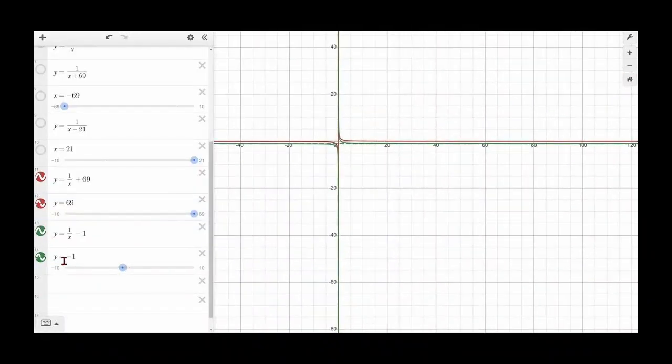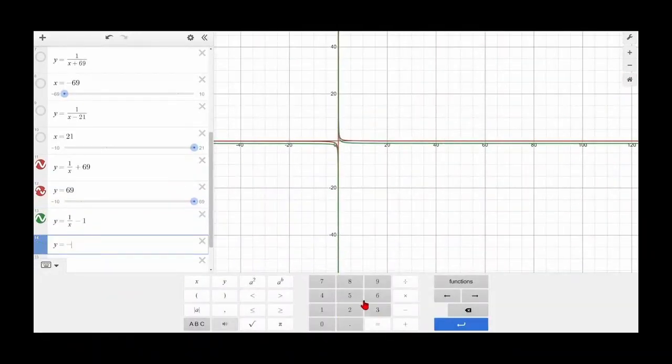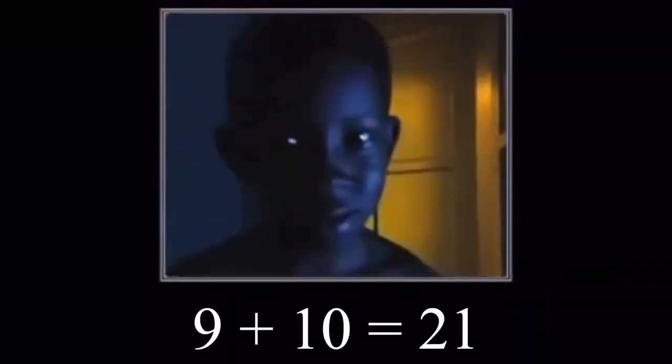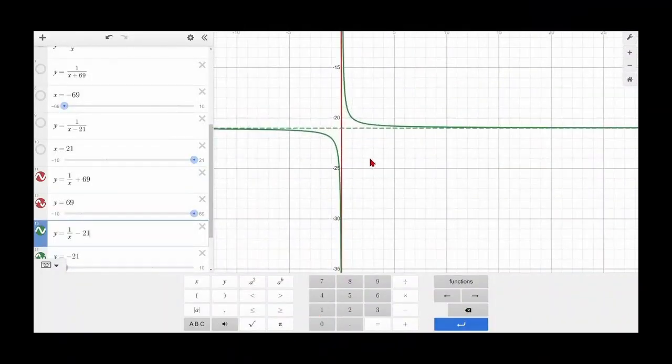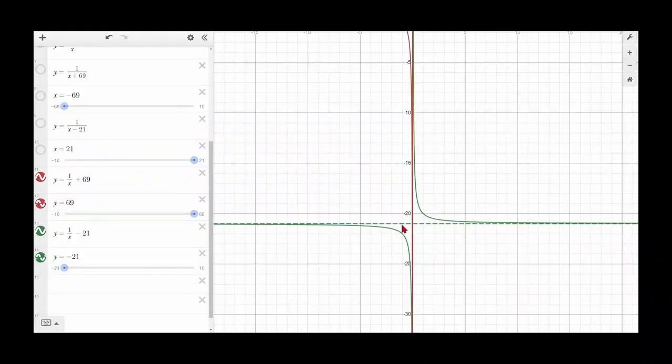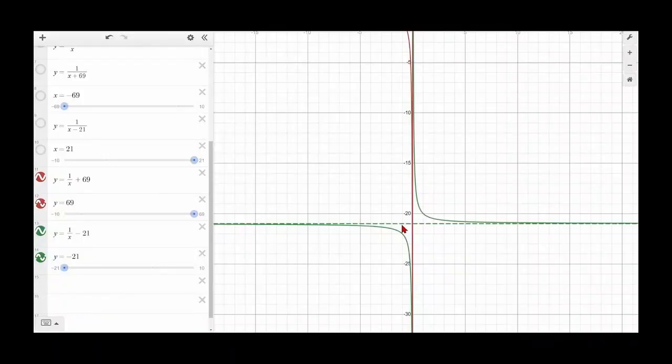And of course, when you have a -1, let's do 9 plus 10 again. 21. Then this is also going to have to be -21 there. And so that is what happens with k. A positive k value moves the graph and the asymptote up, and a negative value moves the graph down, and also the horizontal asymptote moves down as well.